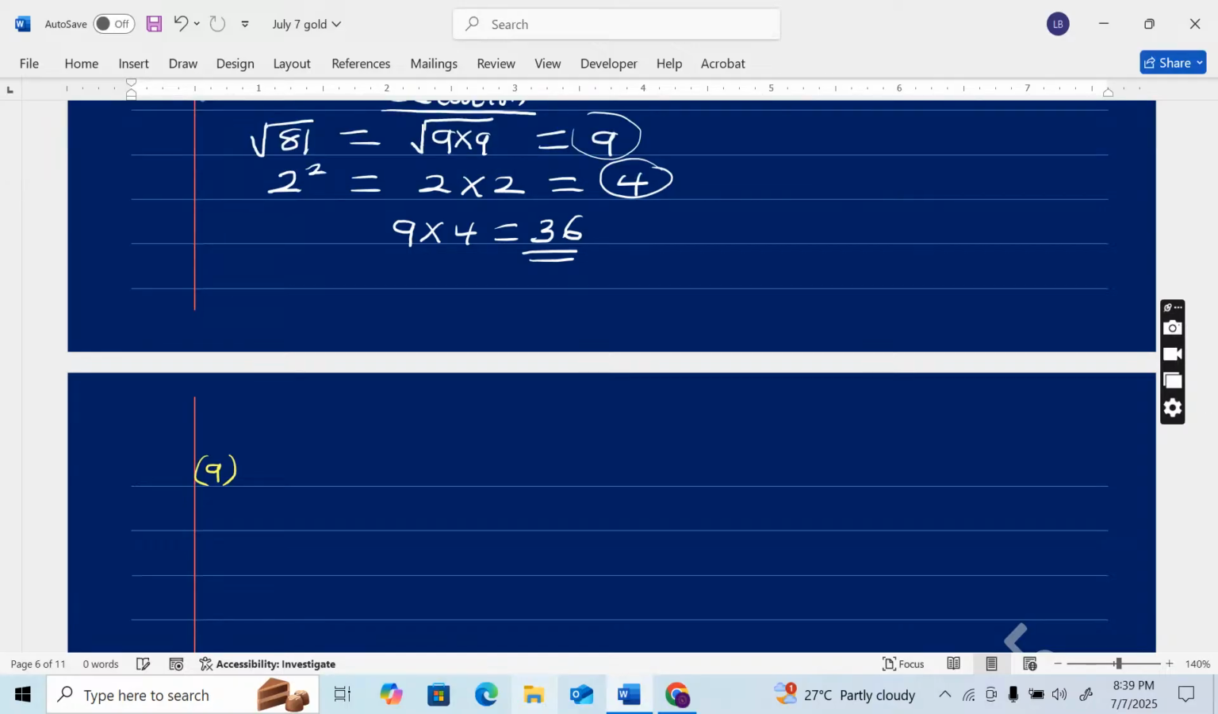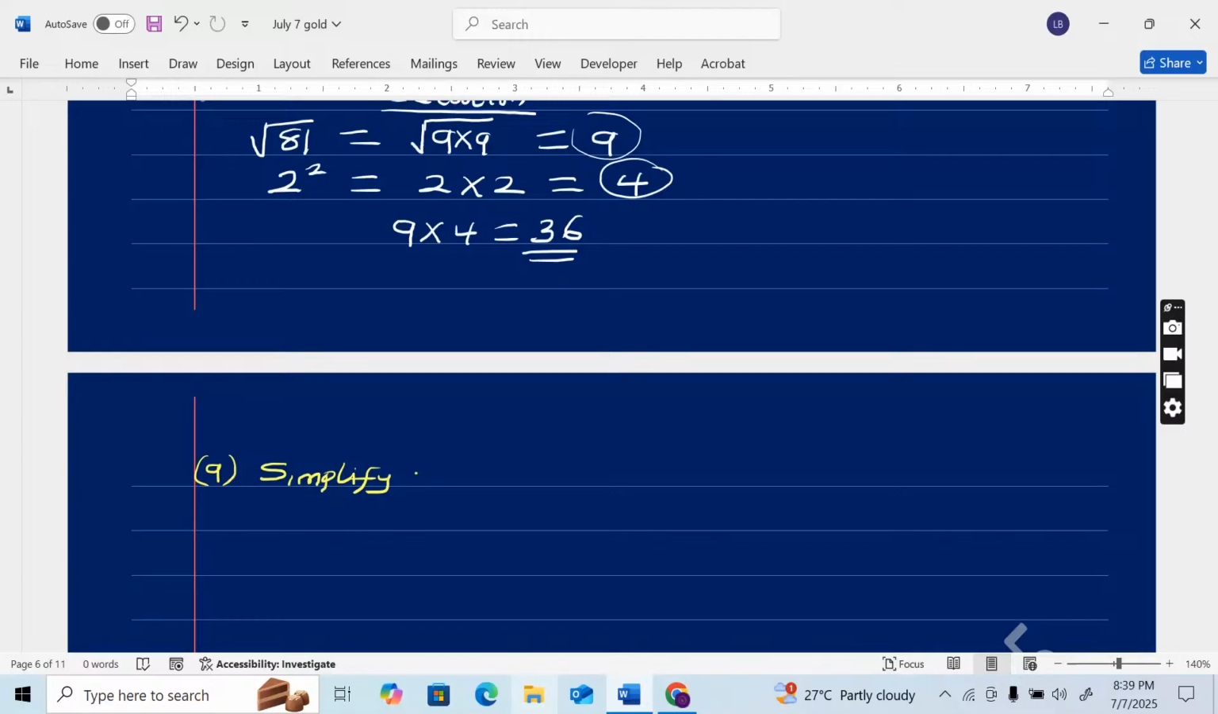So the question says, simplify. We have to simplify this expression. Simplify means to express it in the simplest form, from the word simplify, simplest.